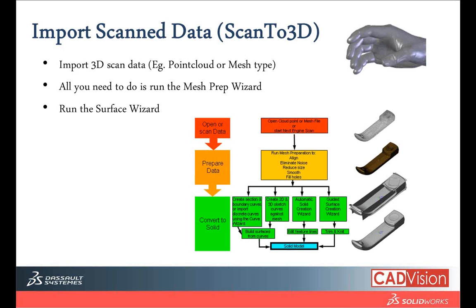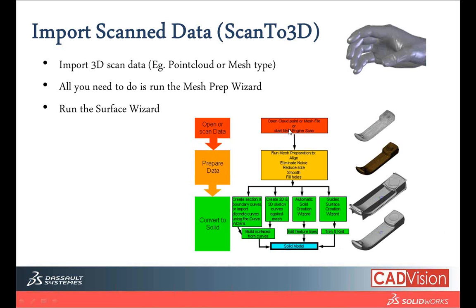Okay, importing it in, it will give you point cloud data, something like this. Okay, or mesh type data. So all you need to do is run the Mesh Preparation Wizard. Okay, run the Mesh Preparation Wizard, and it will run through your point cloud scan data and give you a mesh. Okay, give you a mesh, and then you run the Surface Wizard, and it will create a surface to cover up all the point cloud, all the mesh areas prepared earlier. So the next thing will be trimming, editing the surface to finally get your final outcome, your solid model.